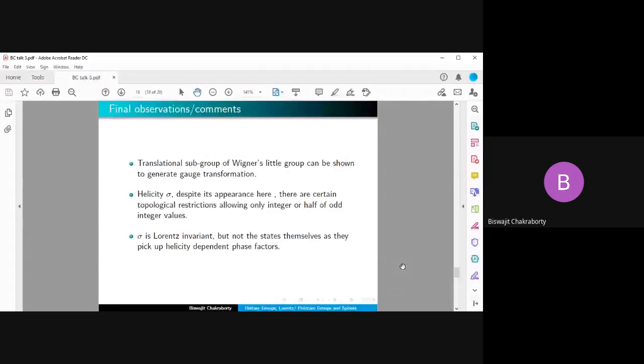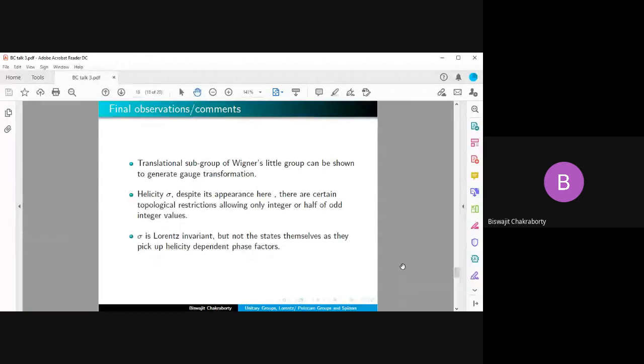As I mentioned, the helicity sigma, despite its appearance here, I have not argued what values sigma can possibly take. It seems that sigma can take any arbitrary value for a massless particle. It was restricted for a massive particle because I got the SU(2) group as the stability subgroup from SO(3) or SU(2), whatever you say. So the different spin states will be indexed by the SU(2) indices, which are necessarily restricted to half-odd integers or integers.